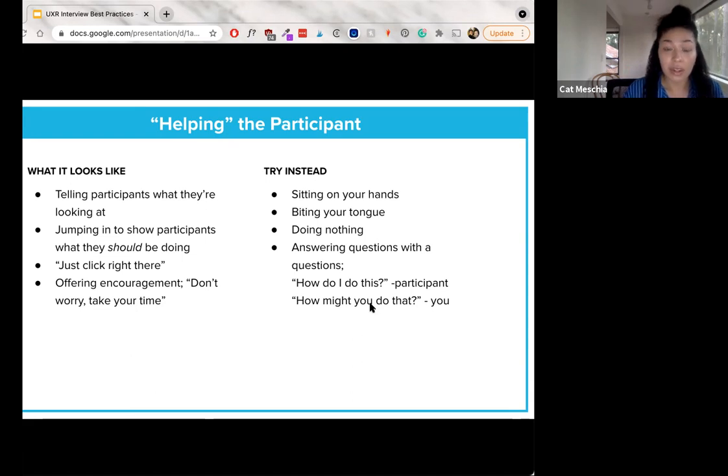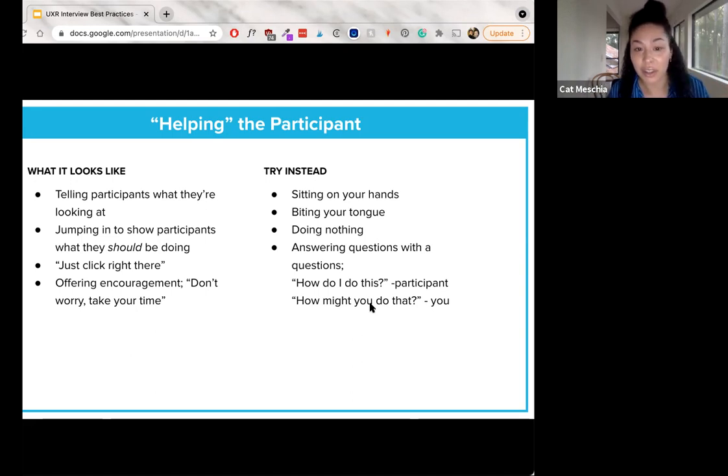This last one is one of those pieces where it's not a negative thing, but it can have interesting implications. And that's offering encouragement. You say, don't worry, take your time. Similarly to showing participants where they should go, now they have an understanding. They might not have thought that they were taking a long time. It might have felt like a long time to you as a researcher because you know what they should be doing. But to them, it could be like, all right, I'm just exploring. And now they feel like, oh, I should have been faster.